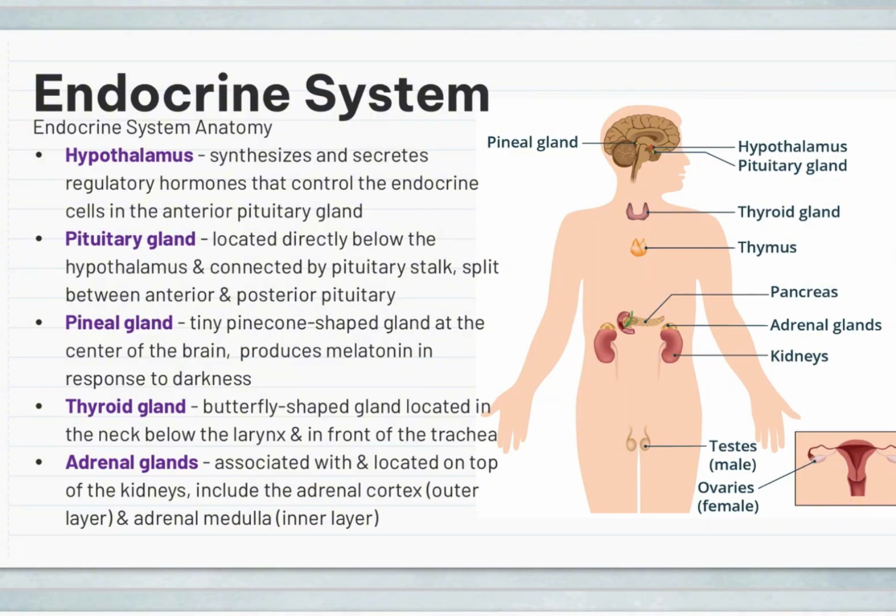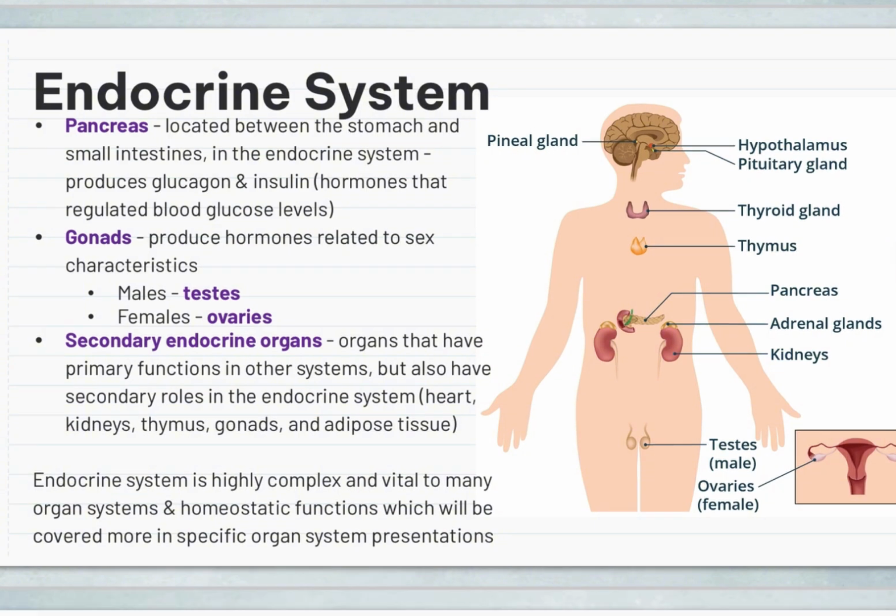Moving on to our adrenal gland. This is associated with and located on top of the kidneys, and it includes the adrenal cortex on the outer layer and adrenal medulla on the inner layer. Our pancreas is located between the stomach and the small intestines in the endocrine system. It produces glucagon and insulin. Both are hormones that regulate blood glucose levels.